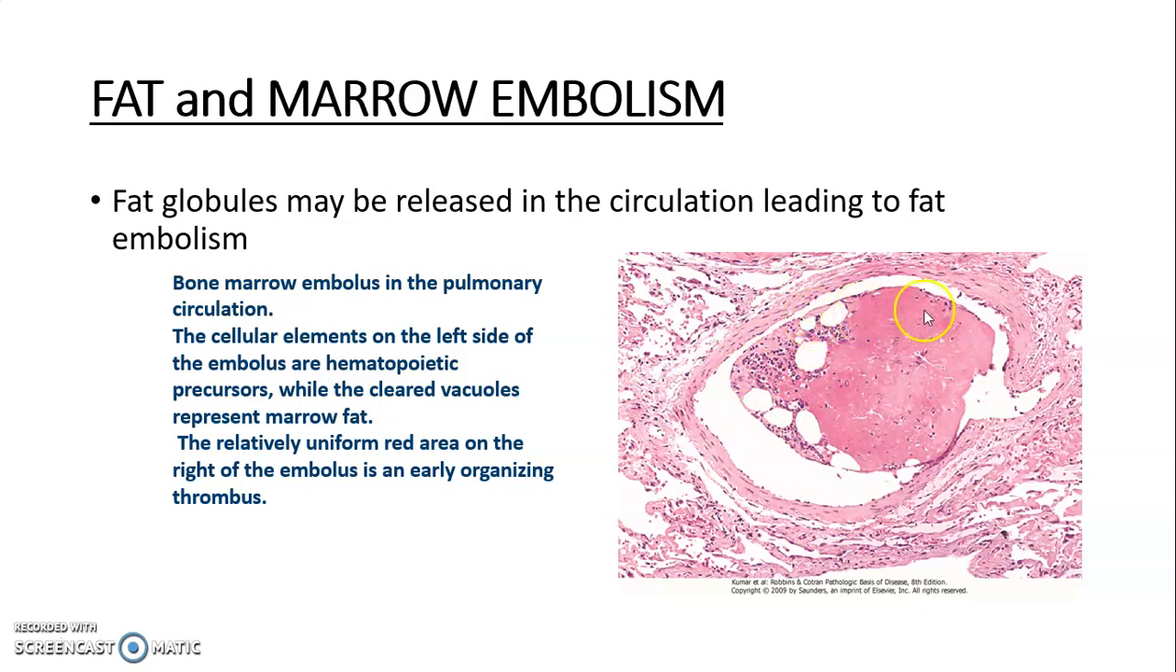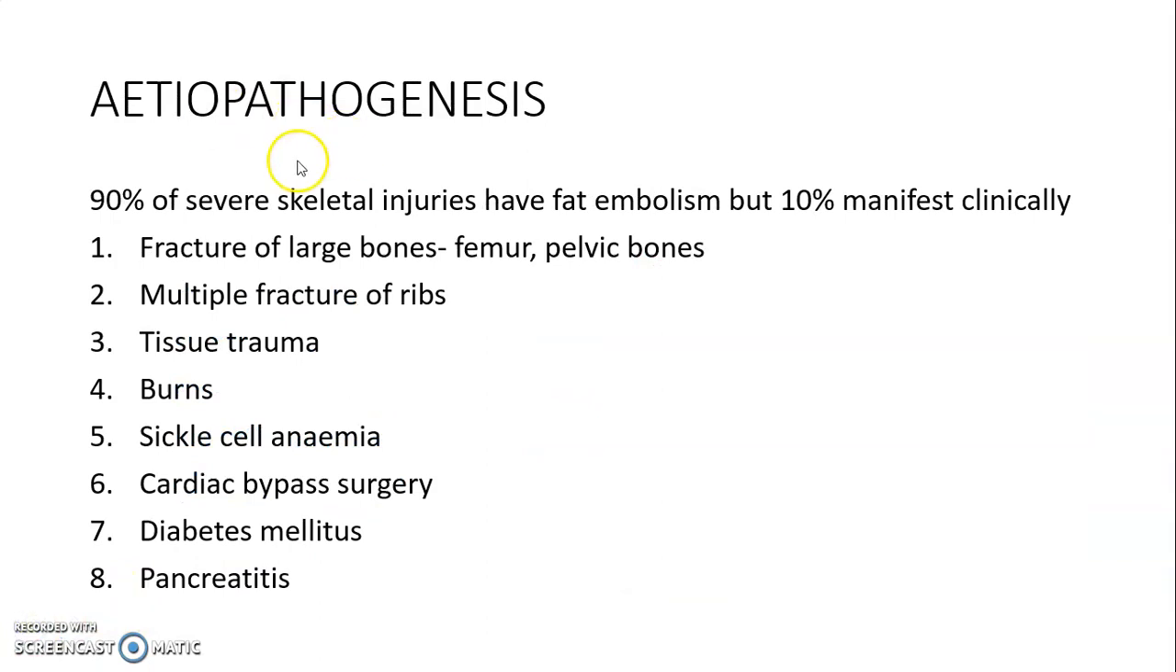The relatively uniform red area on the right side is early organizing thrombus. Etiopathogenesis of fat embolism: 90% of severe skeletal injuries have fat embolism, but only 10% manifest clinically.